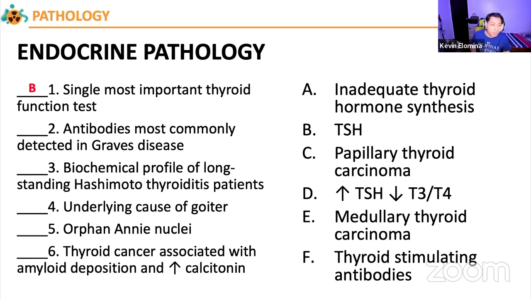Now, what antibodies are associated with your Graves' disease? It's your thyroid stimulating immunoglobulins or antibodies. Okay? So it acts like TSH kaya nagpo-proliferate yung iyong thyroid. Biochemical profile of long-standing Hashimoto thyroiditis patients. Or recall, no? Meron tayong chronic inflammatory disorder of the thyroid gland. So ibig sabihin, ano kaya ang kanyang profile?